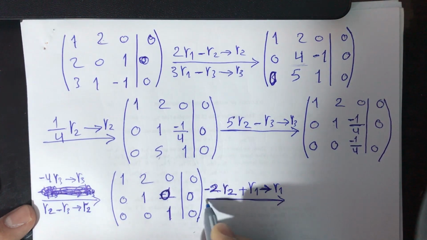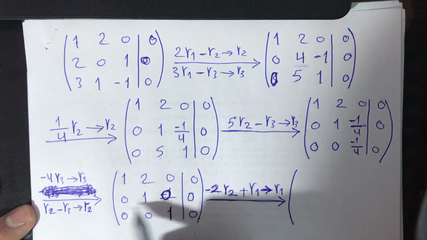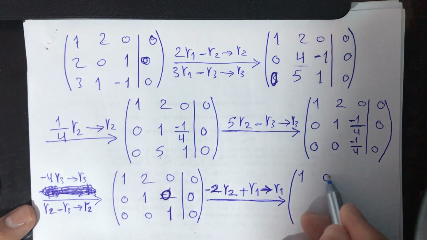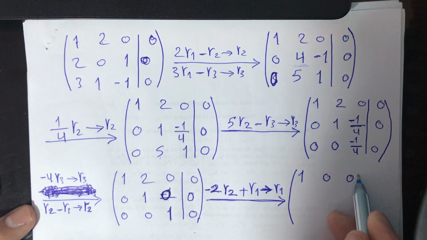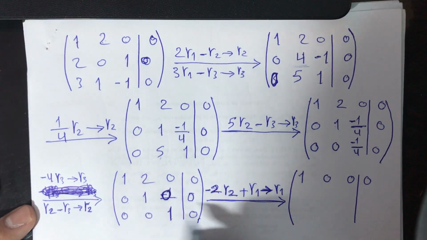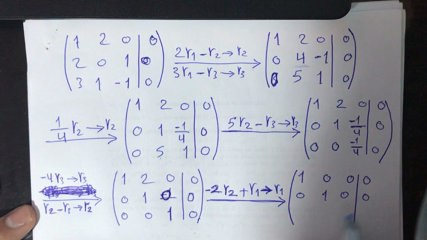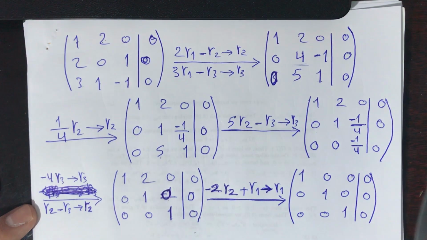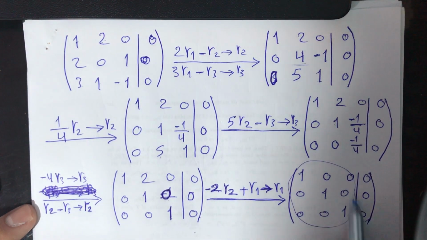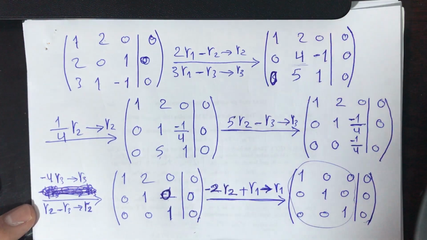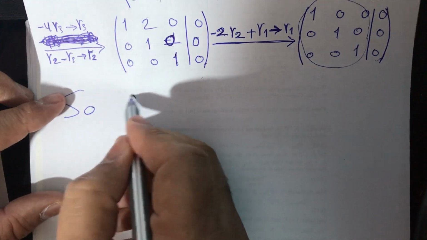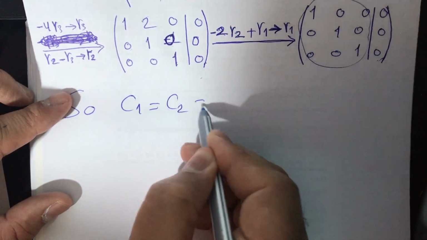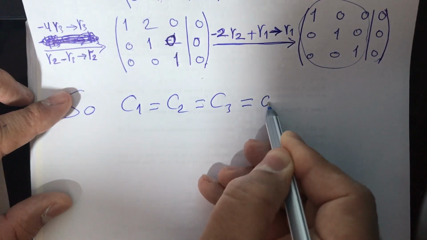This implies 0 plus 1 will be 1, minus 2 plus 2 will be 0, and here 0 plus 0 will be 0, and here 0, and here will be the same 0 1 0 0, and here 0 0 1 0. So now this is the Gauss-Jordan method. We get the identity. So we have C1 equal C2 equal C3, all of them equal to 0.